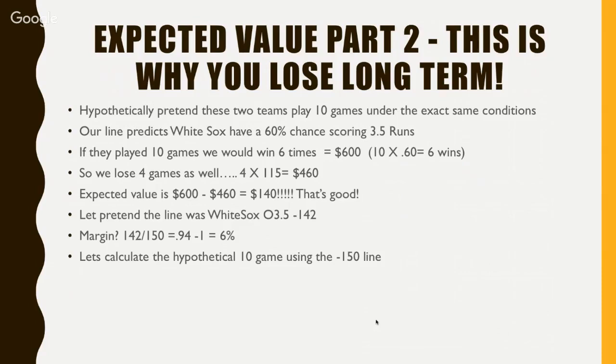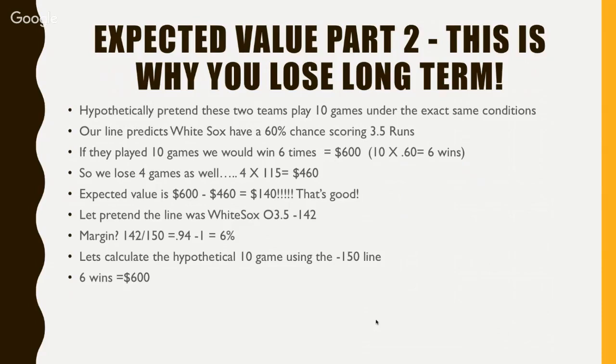This is the mistake people make. My line for the game is minus 150, and you go to the sports book and you see that their line is the exact same. Their line is minus 150. People will actually play this game, and this is the mistake people make. Okay. So watch this. 6 wins, we win $600. That's a good thing.